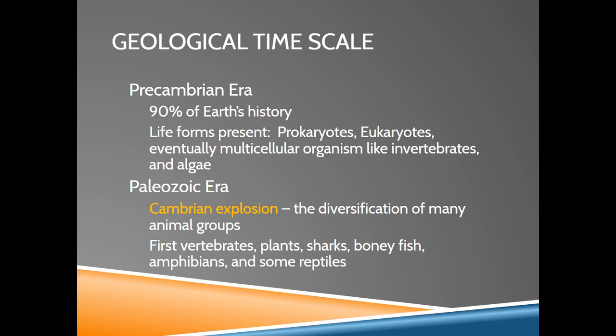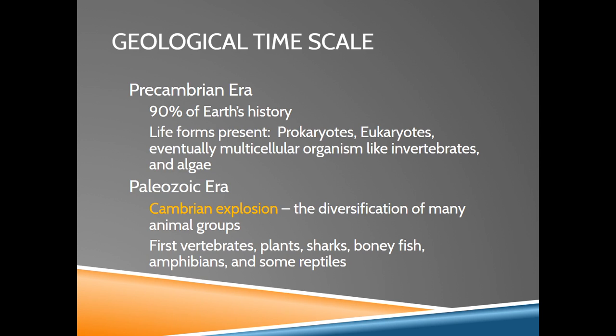Some other eras: they've got the Precambrian, which is about 90% of Earth's history. That's the very bottom one on that geological time scale. Life forms present are prokaryotes. We're starting to see some eukaryotes. Eventually, multicellular organisms like invertebrates and algae start to show up. So again, very small organisms, a lot of microscopic organisms, starting to get some first multicellular ones. Nothing too big, nothing like the dinosaurs or anything like that.